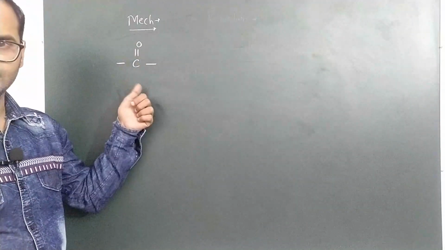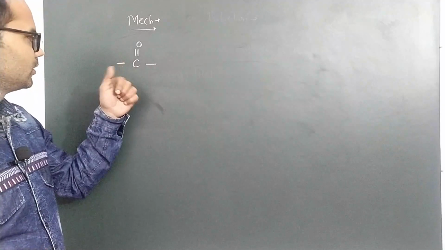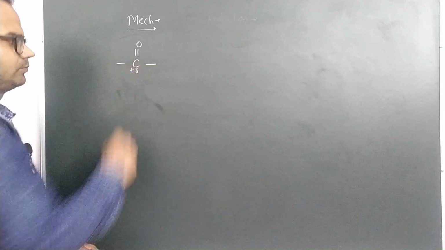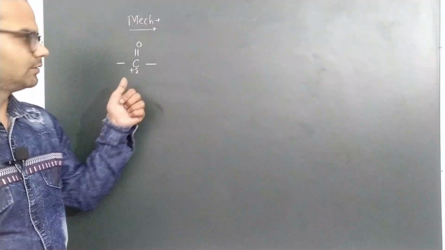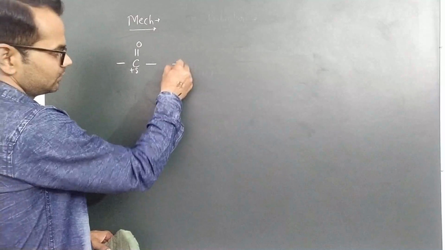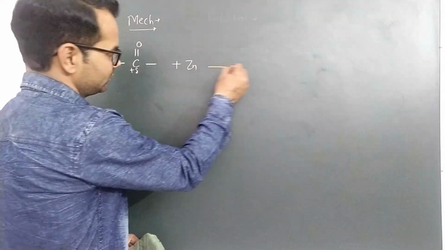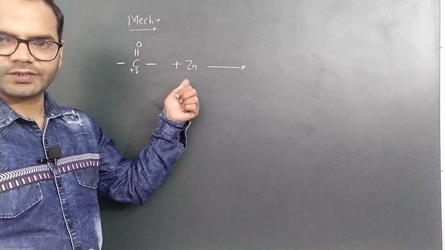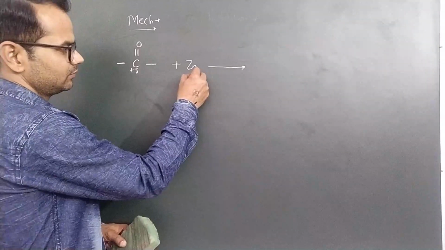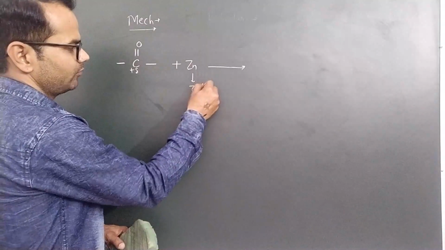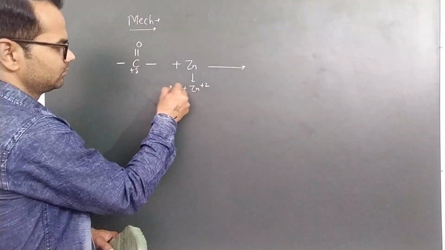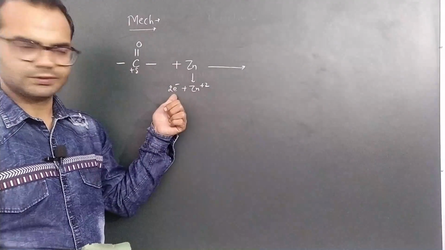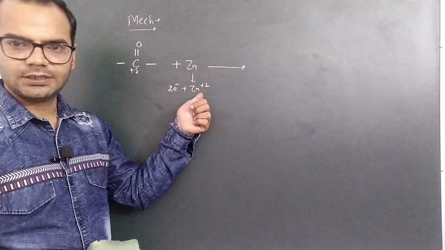So this is again the carbonyl structure. If we understand the bonding, oxygen is more electronegative, so carbon has a partial positive charge. So first comes into play the action of zinc. As we know, zinc is a metal and it loses its 2 electrons to form its cation. So it gives Zn 2 plus and 2 electrons. It gives its 2 electrons, and as a result zinc forms its cation.